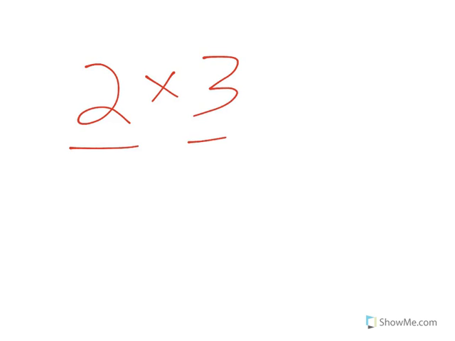The first word is factors. Factors are any two numbers, for example, 2 and 3, that can be multiplied together to get a product. The numbers that you multiply to get that product are factors of the product.